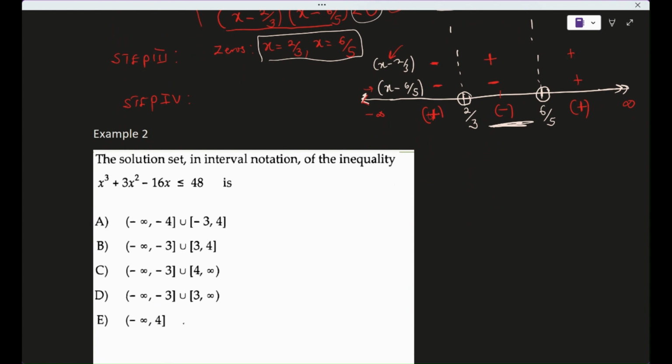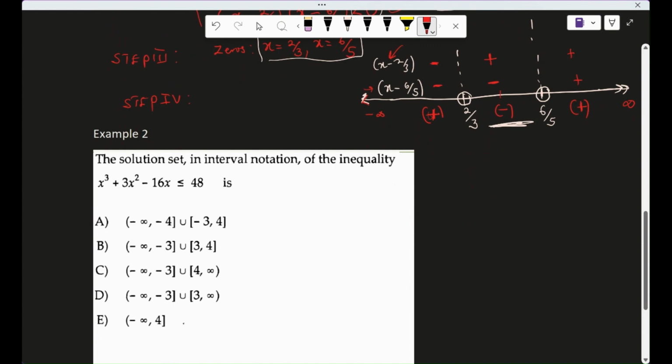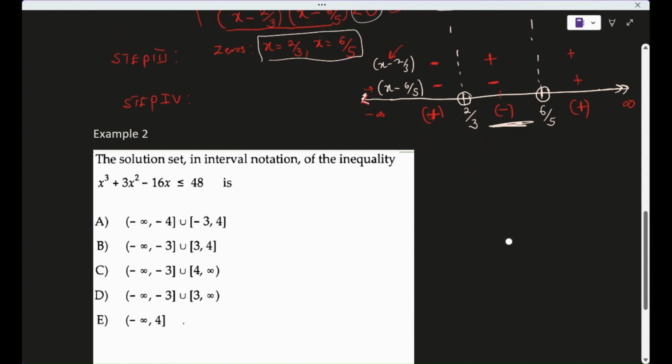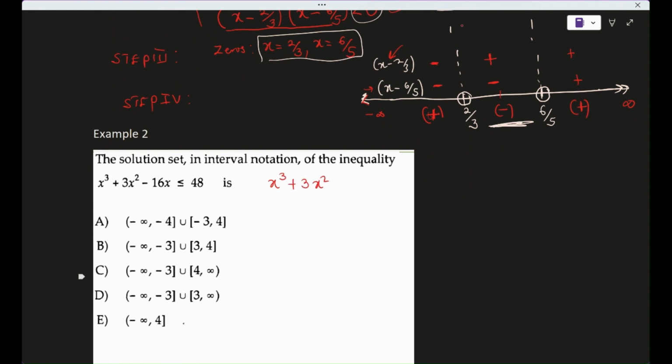We're going to follow the same procedures to answer this. Step 1 is that we write everything, the polynomial, on one side. So this becomes x cubed plus 3x squared minus 16x minus 48, which should be less than or equal to 0. Then we try to factorize this.